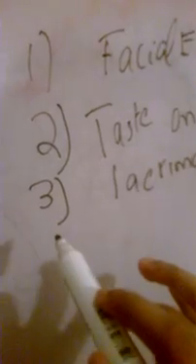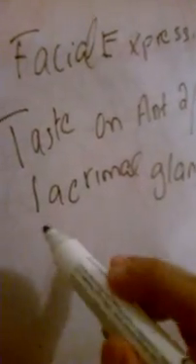And obviously the salivary glands, except the parotids. So the salivary glands, except the parotids. Which salivary glands are there? Submandibular and sublingual.